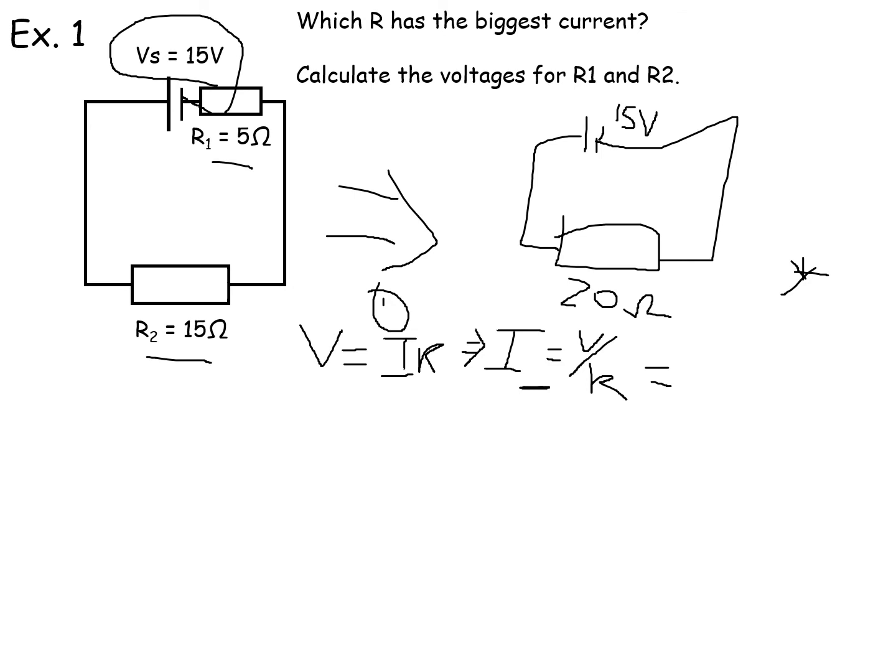Anyhow, back to the problem. We've got 15 divided by 20, which if you do on your calculator, gives you an answer of 0.75 amps.